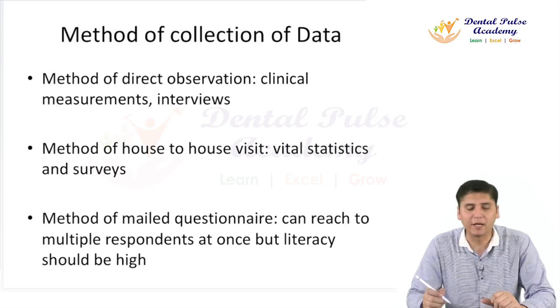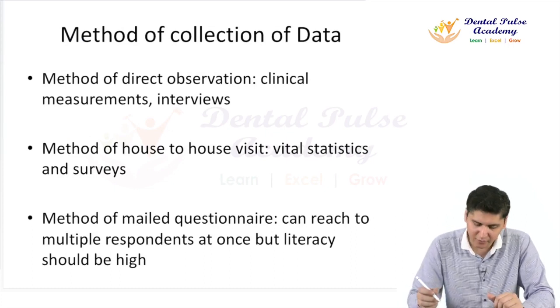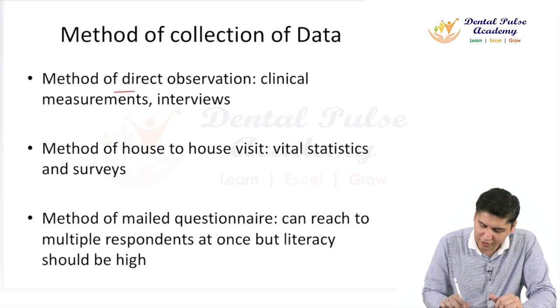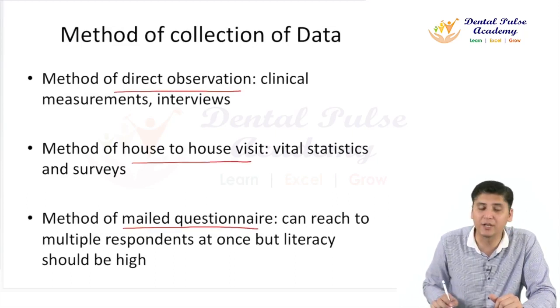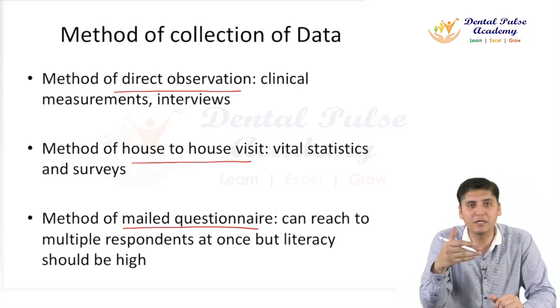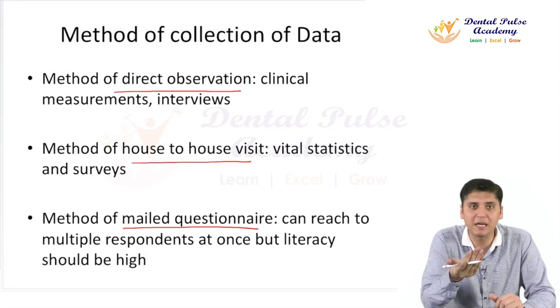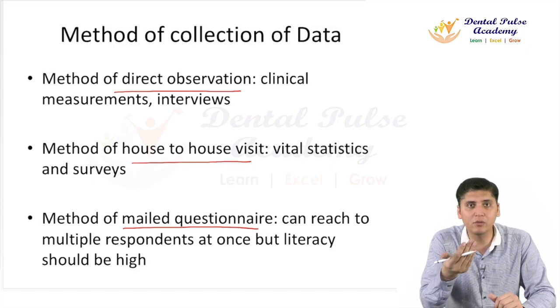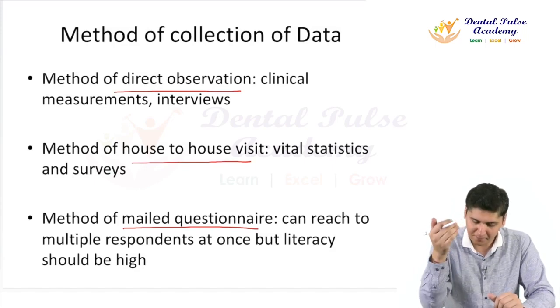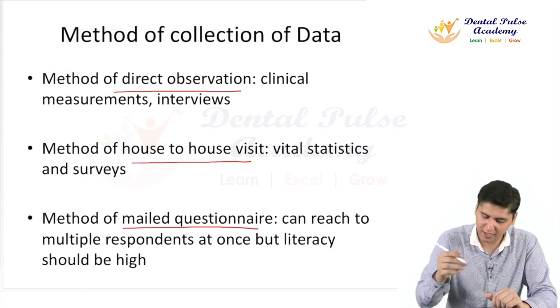Method of collection of data. How do we collect data? It is of three types: method of direct observation, method of house-to-house visit, and method of mailed questionnaire. Simple. Direct observation is when you go meet the person directly, take the measurements, take the interview, give the intervention. That is a method of collection of data.